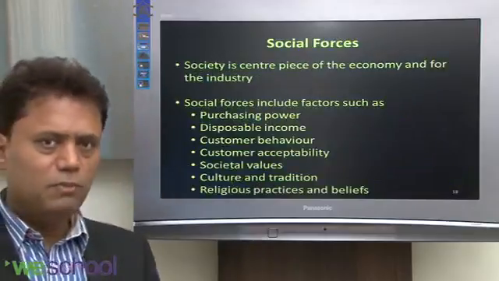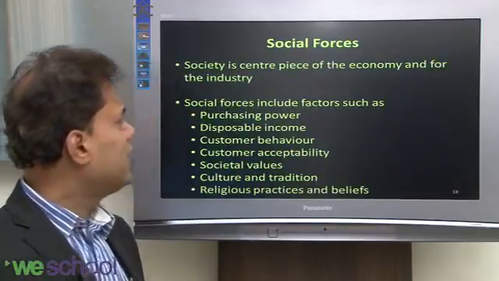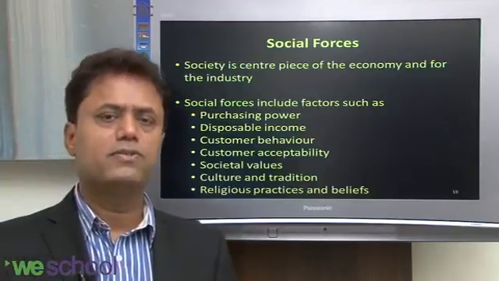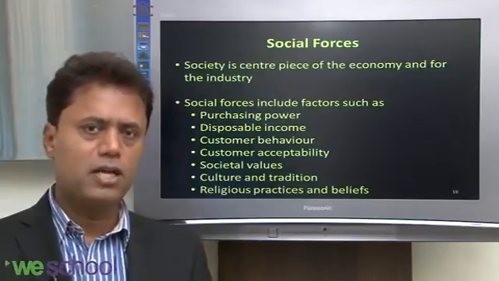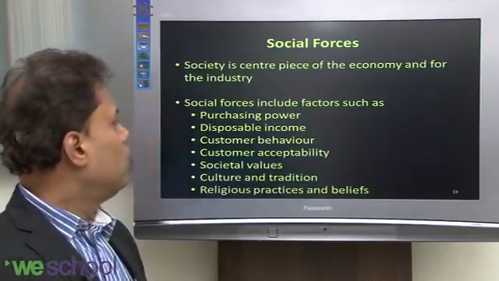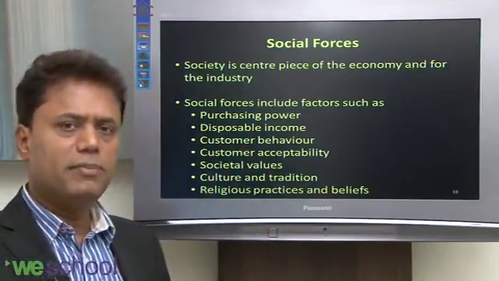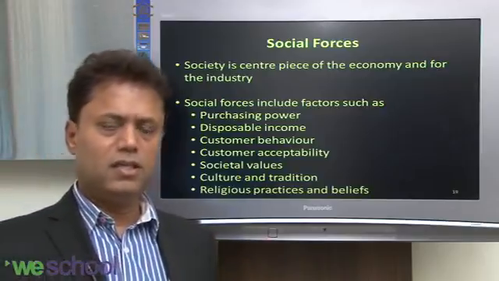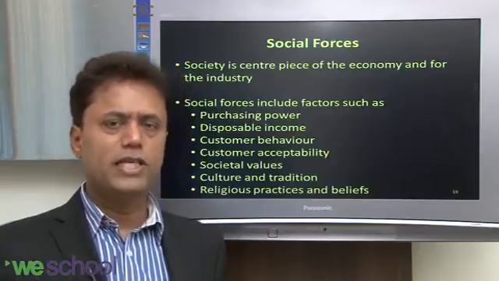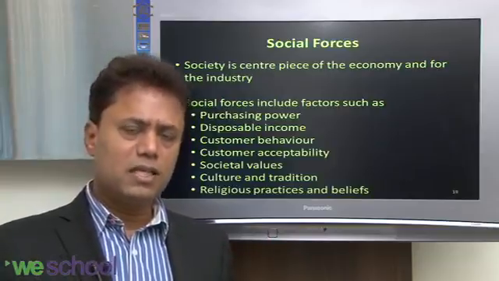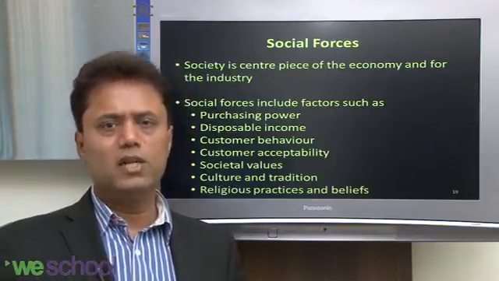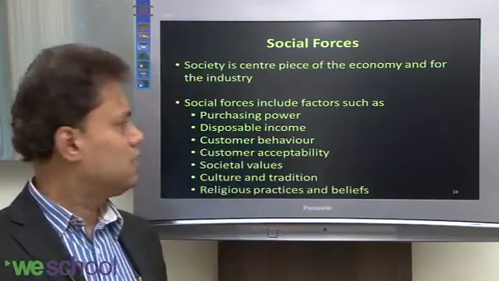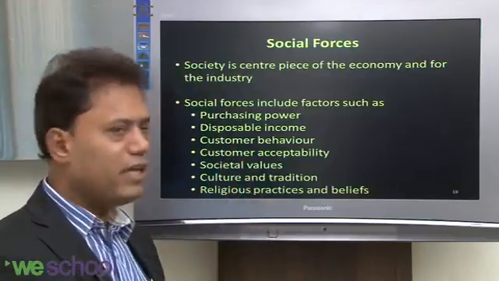Social forces, it's very important. Society is the centerpiece of the economy and for the industry because you are targeting certain sections, segments of society for your products and services. What are the different things which come under society? The lifestyles are changing. The distribution of income is changing. The consumption pattern is changing. Technological changes are happening. So purchasing power is increasing, disposable income is increasing, customer behavior is changing.